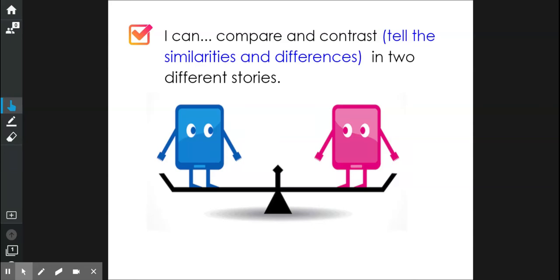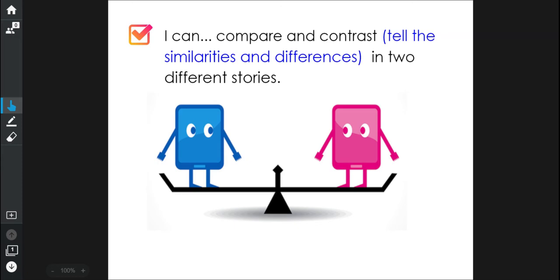Hello, third graders. Welcome. Today we are going to be talking about comparing and contrasting. So what you're going to need today is just your body, your eyes, and your brain. Nothing else. So let's jump right in.